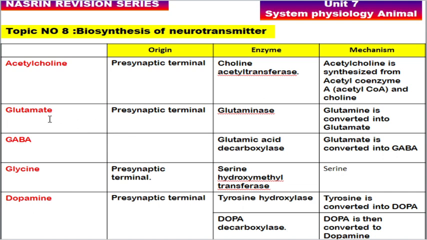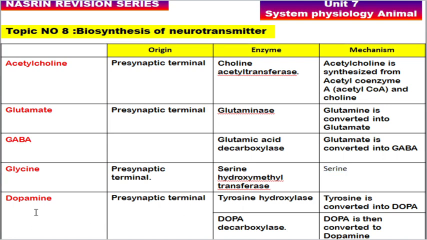Next, glutamate: the enzyme involved in the synthesis is glutaminase, and here the amino acid glutamine will be converted into glutamate. Next, gamma aminobutyric acid: the enzyme involved in the synthesis of GABA is glutamic acid decarboxylase, and here glutamate, through the process called decarboxylation, will be converted into gamma aminobutyric acid. Next, glycine: the enzyme involved in producing the glycine neurotransmitter is serine hydroxymethyltransferase. So glycine will be produced from another amino acid called serine.